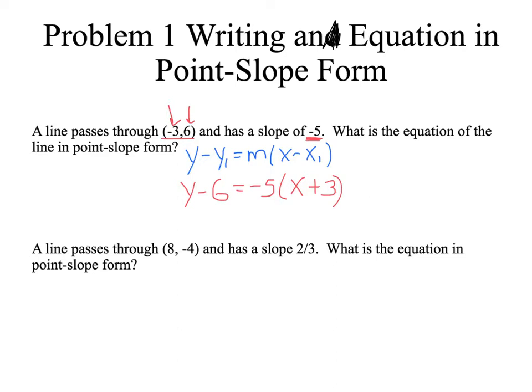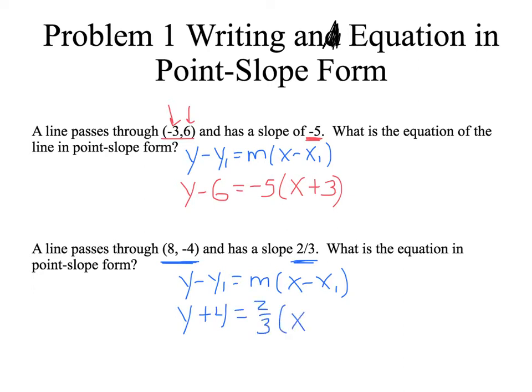Okay, and then the second one here, a line passes through the point (8, -4) and has a slope of 2/3. What is the equation in point-slope form? So y minus y1 equals m times (x minus x1). Okay, so we're going to do y minus our y value. Now our y value is negative, so minus a negative is going to change into y plus 4 equals, the slope is m, that's 2/3, times x minus our x value, which is 8. So x minus 8, and that would be our equation.